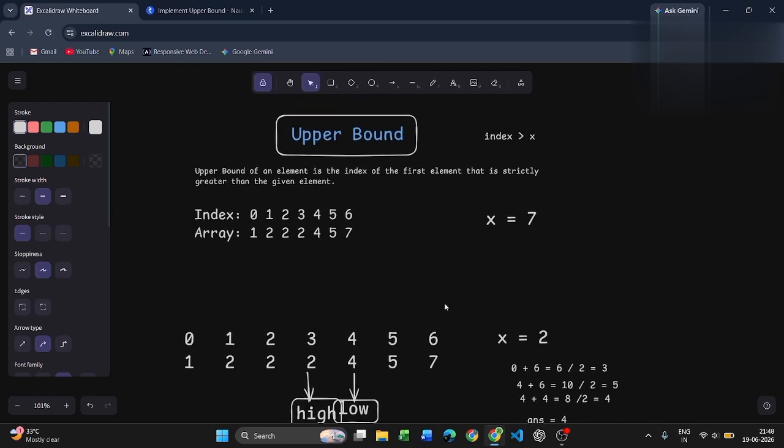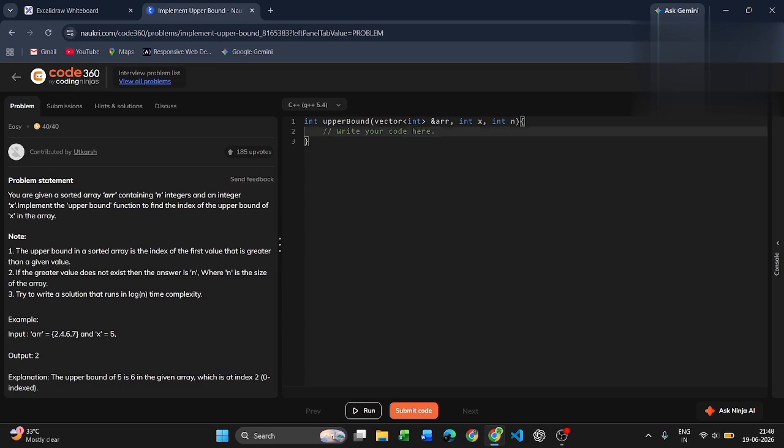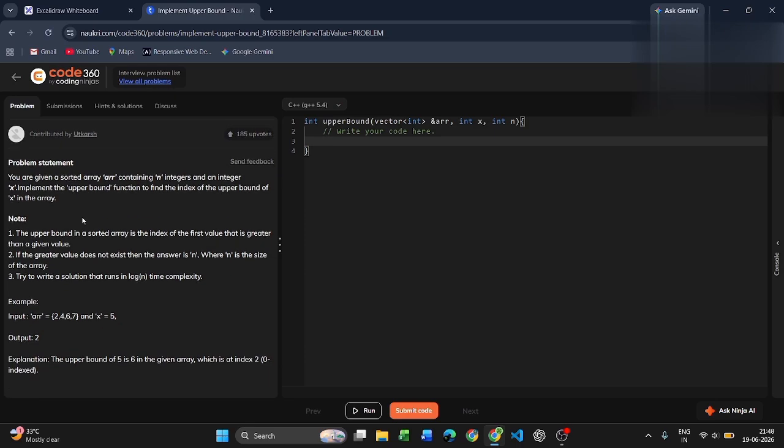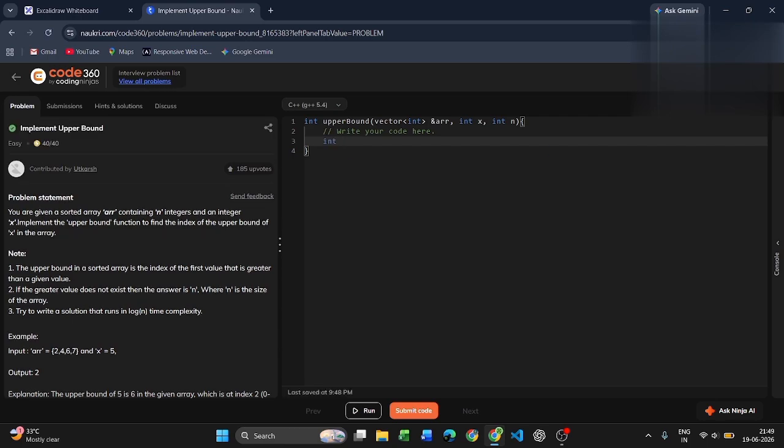Now we will code the solution quickly. Okay guys, I am here solving the question on Code 360 by Coding Ninjas. You can also try the same, and let's code it up quickly. The one condition that I need to explain is that if a greater value does not exist in the array, then we can return the size of the array. So in the starting, if the answer does not exist, we can return the size of the array.